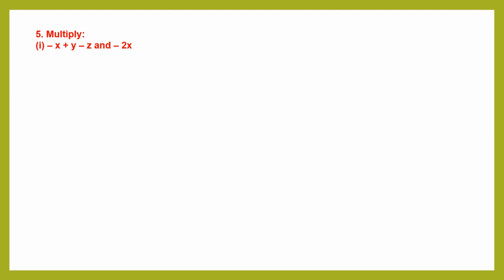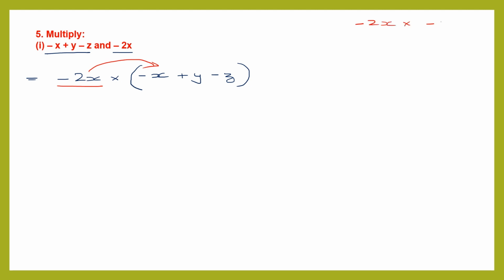Question 5. Multiply this polynomial. Now there are three terms there by this monomial. We follow the same method. So here we have minus 2x. Now let's be careful with the signs. Into. Now put that polynomial within brackets. So minus x plus y minus z. Now let's be careful. So let's begin by multiplying minus 2x into minus x. So that is minus 2x into minus x.